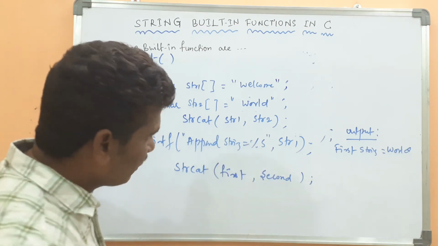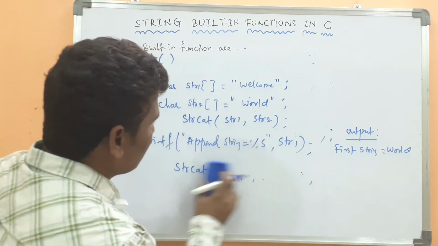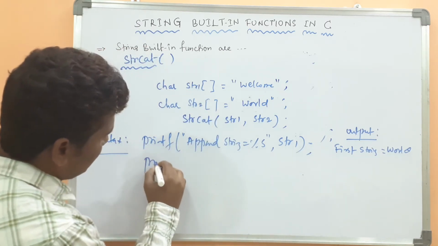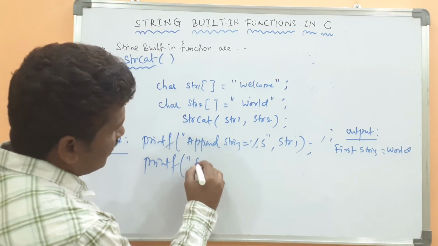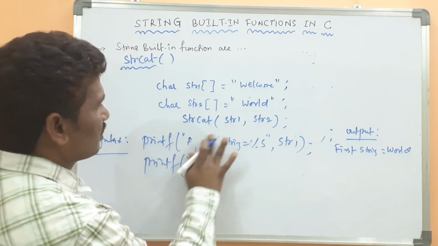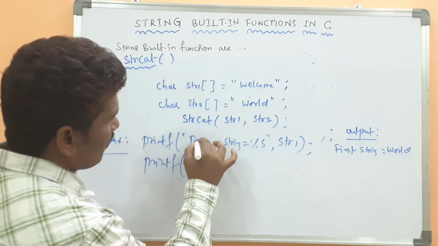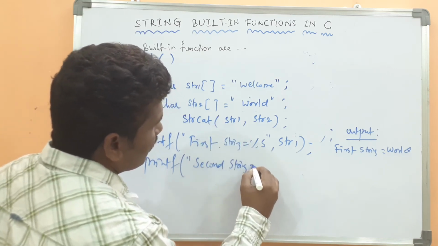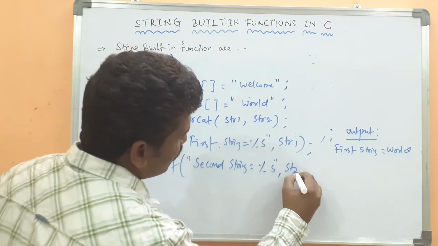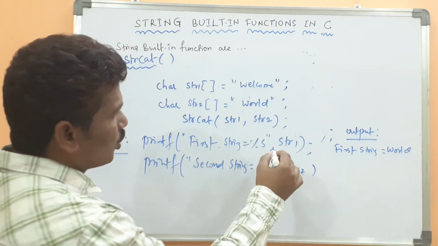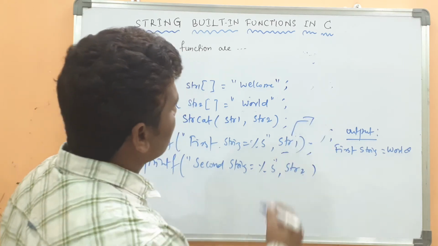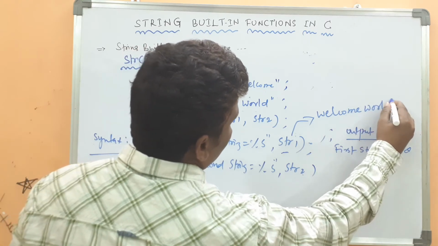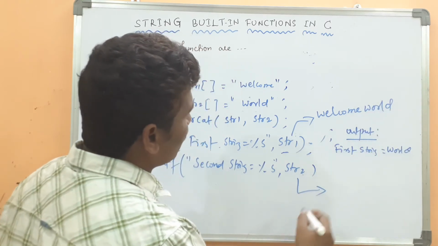Okay, what is the str1? Then another one also I will write. Please don't confuse: first string, second string equal to percentage s, str2. What is the output of this one? The first string will hold welcome world. The second string holds only world.